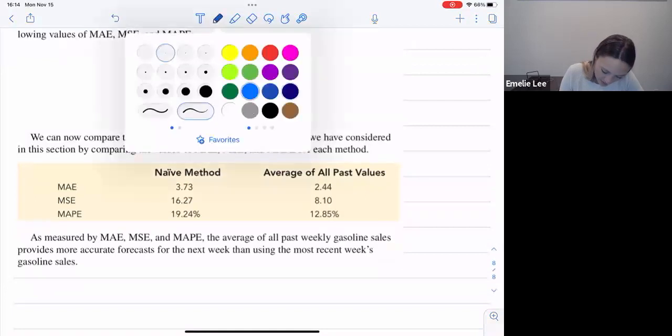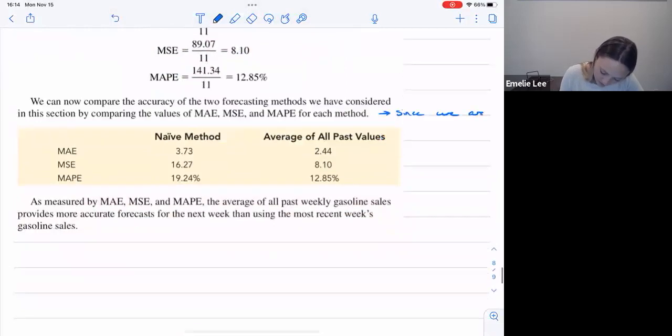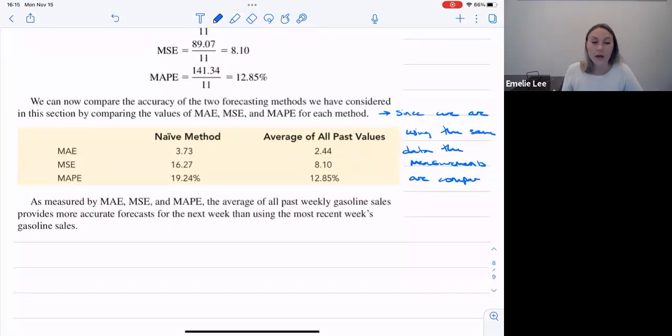And so I'll just add here, since we are using the same data, the measurements are comparable. That wouldn't be the case, except for the MAPE, if we were looking at, you know, the sales of, I don't know, pillows versus the sales of gasoline, right? They wouldn't compare because they're unit dependent.